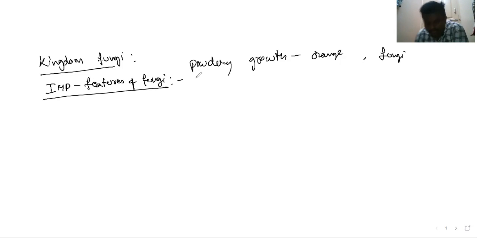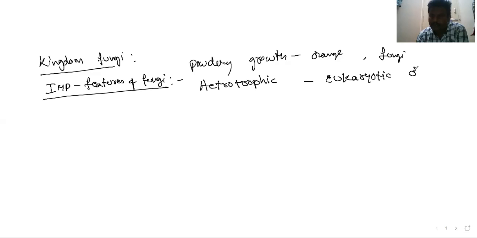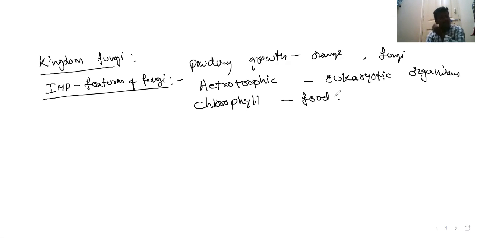The kingdom fungi includes a group of heterotrophic and eukaryotic organisms which don't have chlorophyll. Hence, they cannot prepare their own food material. That's why these are called heterotrophic eukaryotic organisms.